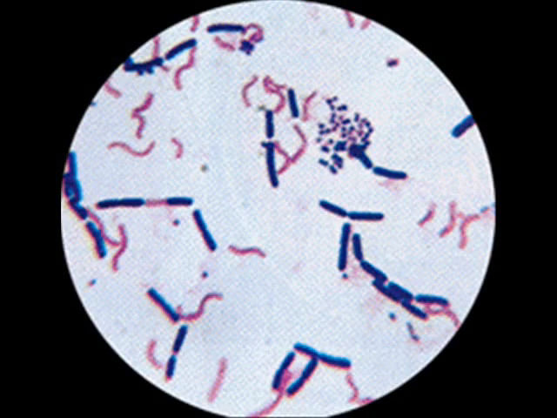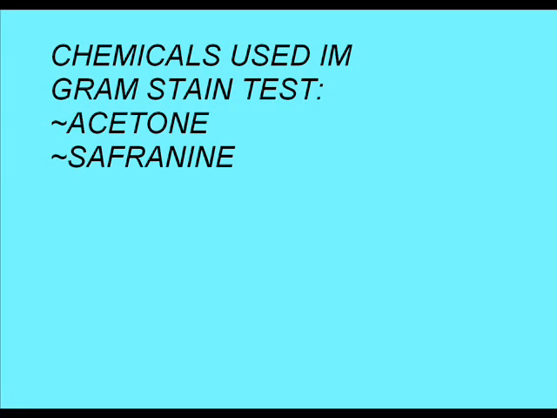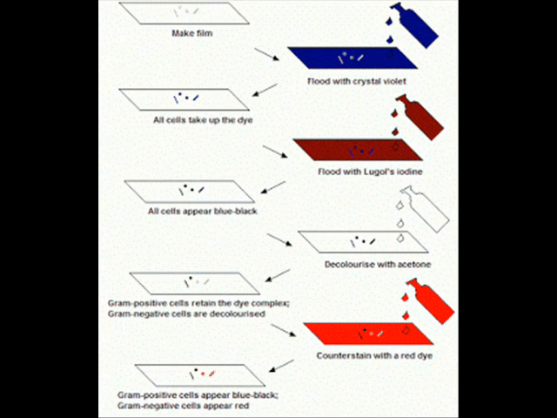Next is the gram stain test, which is also used to detect various bacteria cultures. The gram stain test is almost always the first step in the identification of bacteria. It too uses chemicals such as acetone as a decolorizing agent and safranine. This test too identifies many bacterial activities in the blood.